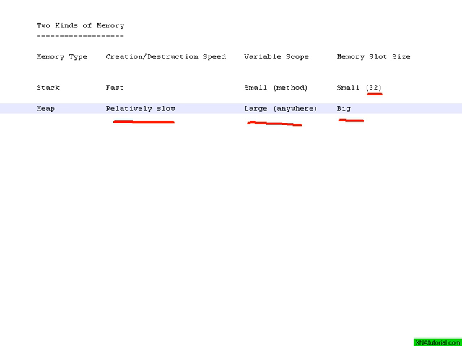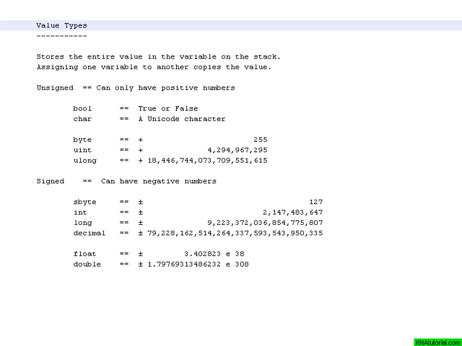I'll get to value types and reference types next, so I can show you more clearly which things go on the stack and the heap, which will make you understand why there are two kinds of memories. Another concept that you need to know about is value types.